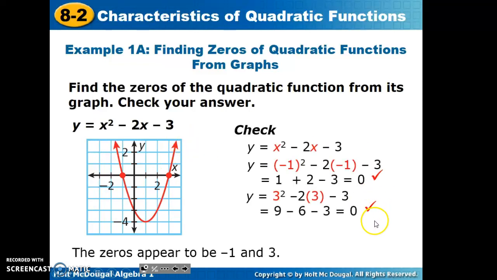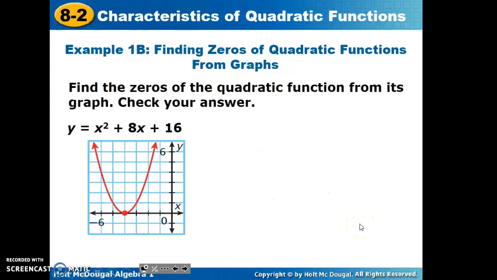So we check. Now we just read that in order for something to be a zero, it makes the equation equal to 0. So we're going to take our first one, -1. We're plugging it in for the x value since it is the x-intercept. -1 squared minus 2 times -1 minus 3, and we can see, check, we do get a 0. We plug the second 0 in, do the math, and we also get a 0.